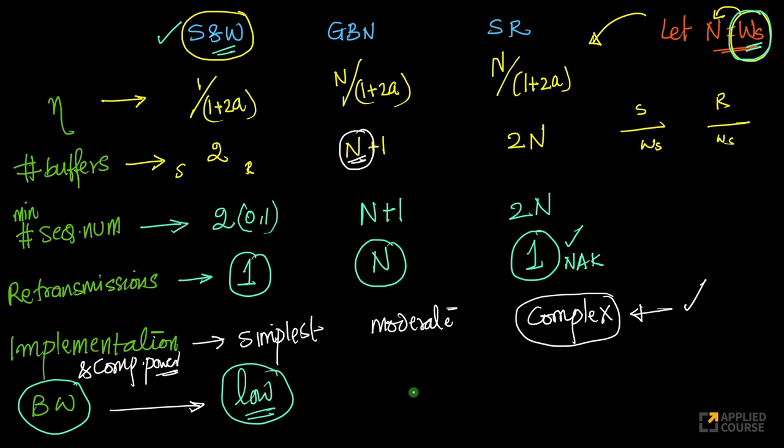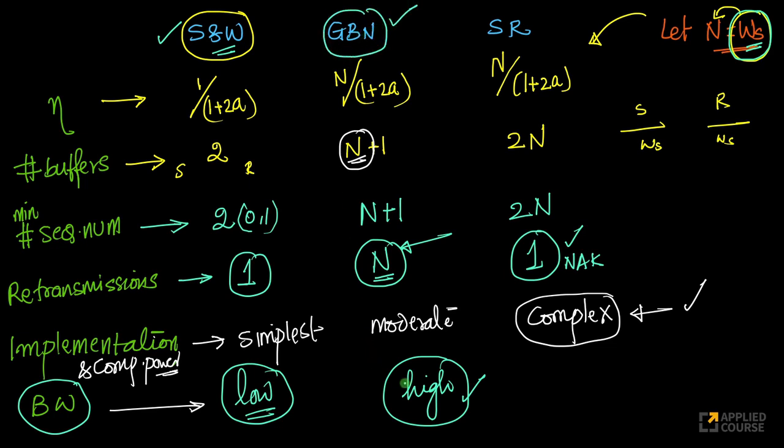In this case, I require very high bandwidth, because my number of retransmissions could be very high, right? For my GBN to work well, I require relatively higher bandwidth than stop and wait and selective repeat. For selective repeat, moderate bandwidth is good enough, because the number of retransmissions is still fewer, right? So typically what happens here is this.